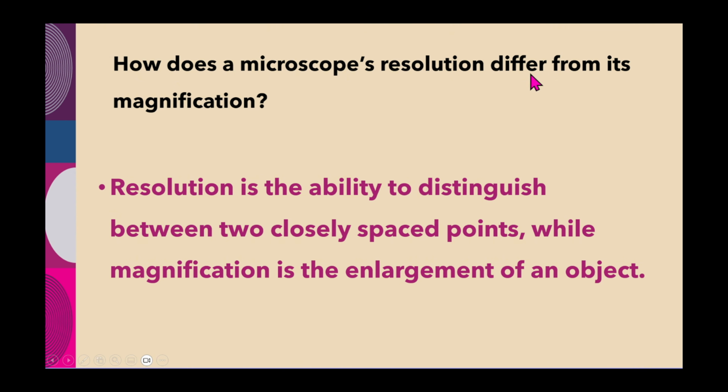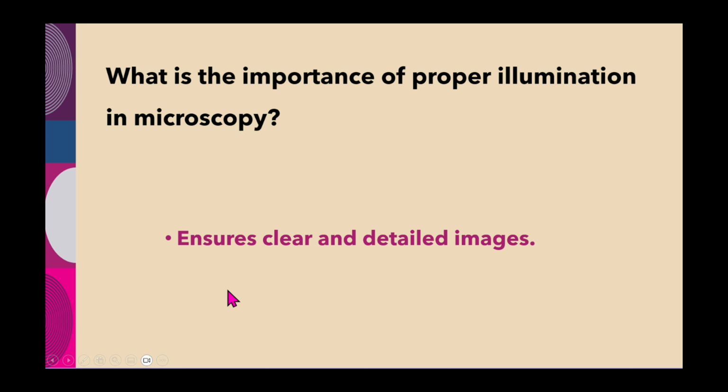How does microscope resolution differ from its magnification? Or you can say, what is the difference between resolution and magnification of a microscope? Resolution is the ability to distinguish between two closely spaced points, while magnification is the enlargement of an object. Resolution gives you a high quality image, magnification gives you a large size image. What is the importance of proper illumination in microscopy? It ensures a clear and detailed image.